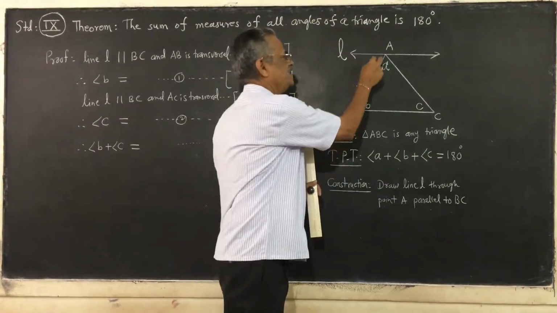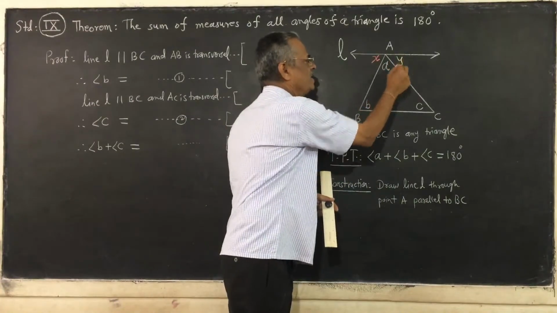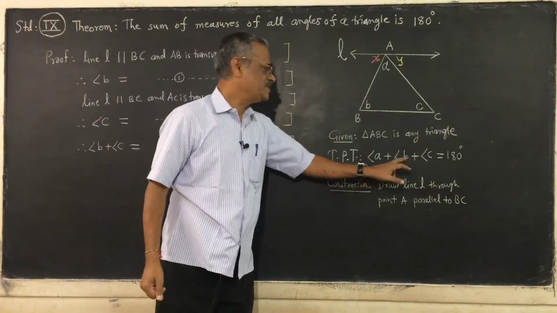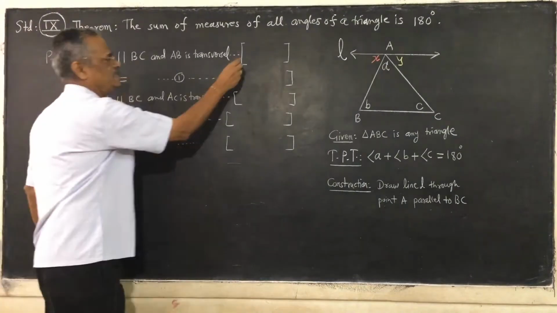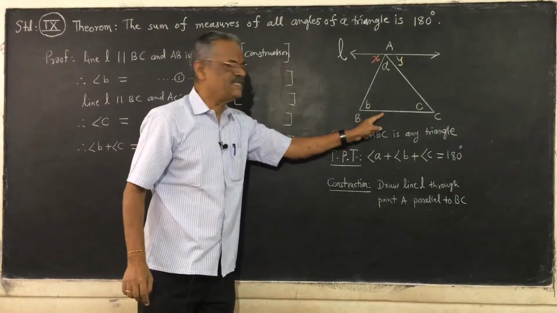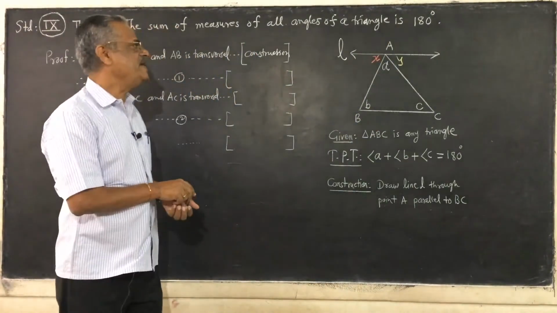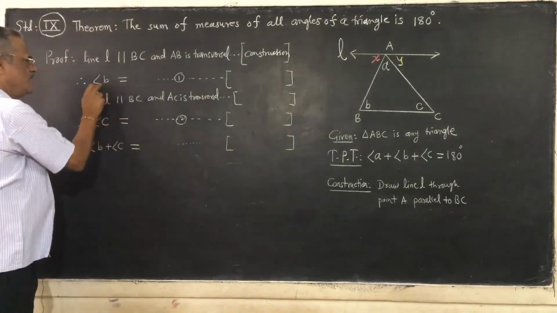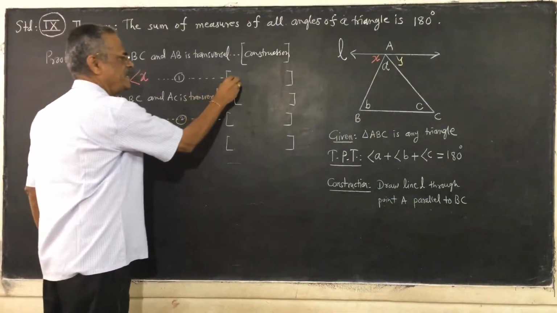Suppose this is angle X and consider this is angle Y. By using this construction, let us try to prove that A plus B plus C is equal to 180. We know that by construction, if line L and BC are parallel and AB is transversal, definitely B and X are alternate angles. So angle B is equal to angle X, alternate angles.